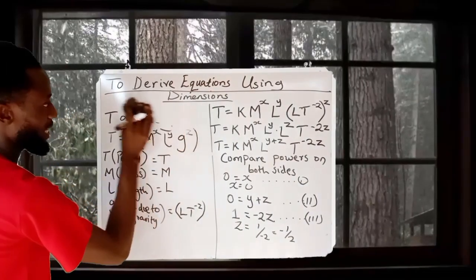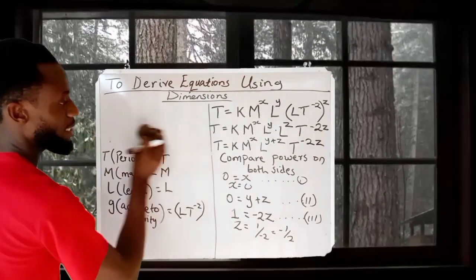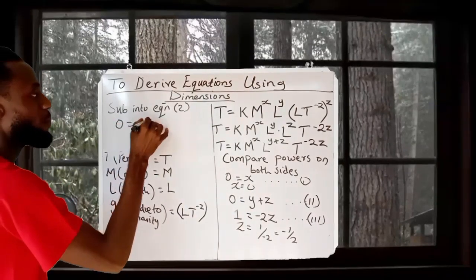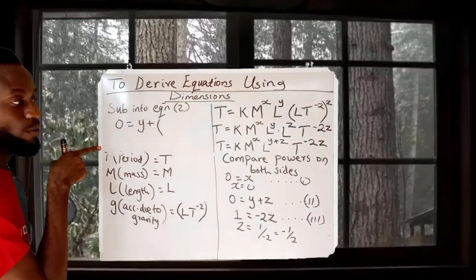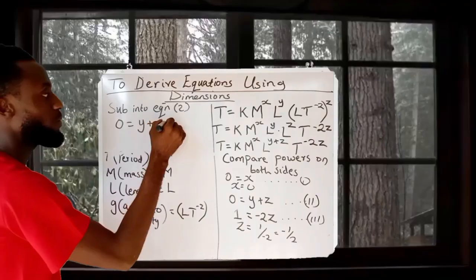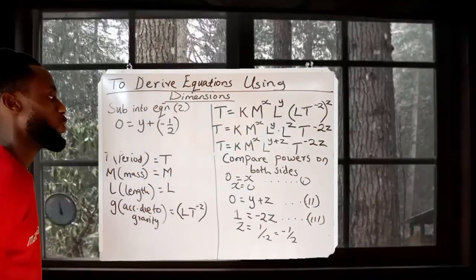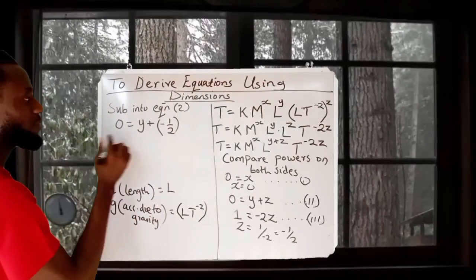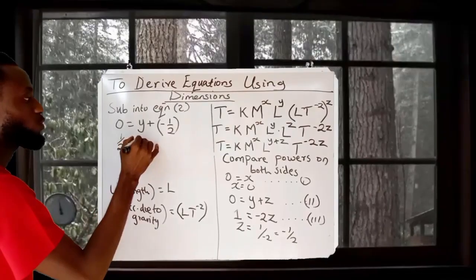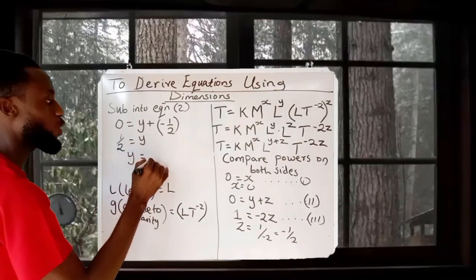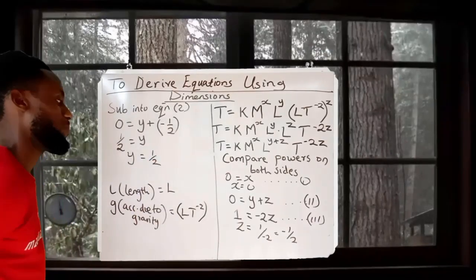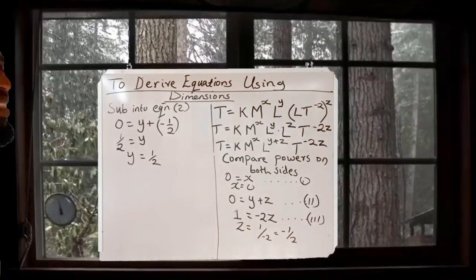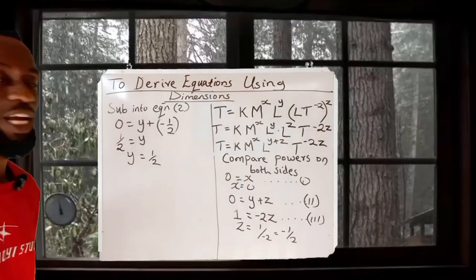Now that you have the value for Z, you can now bring Z into equation number 2. Equation 2 said that 0 is equal to Y plus Z, and because we have Z now, we'll put the minus 1 over 2. So what does that give us? If I take the minus 1 over 2 over, it becomes plus 1 over 2. That's equal to Y. So my Y is equal to 1 over 2. Now, it's one thing to have all the hidden values.